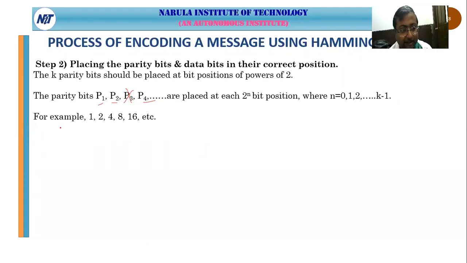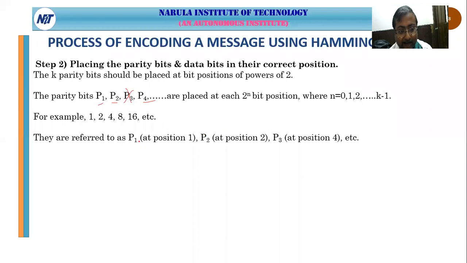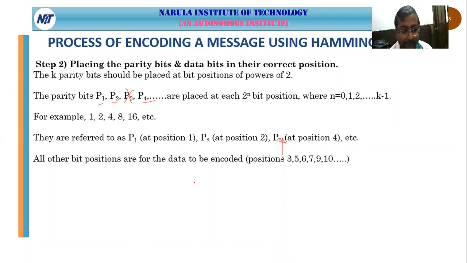So now come to the example, for example, 1, 2, 4, 8, 16, etc. That will be the parity positions. So they are referred to as P1, P2, not P3, that should be P4. There should be some error in the exam. Maximum students write P3, but it should not be P3. That should be P4. For this reason, I wrote P3 here. So all the other bit positions are for the data: 3, 5, 6, 7, 9, 10, etc.